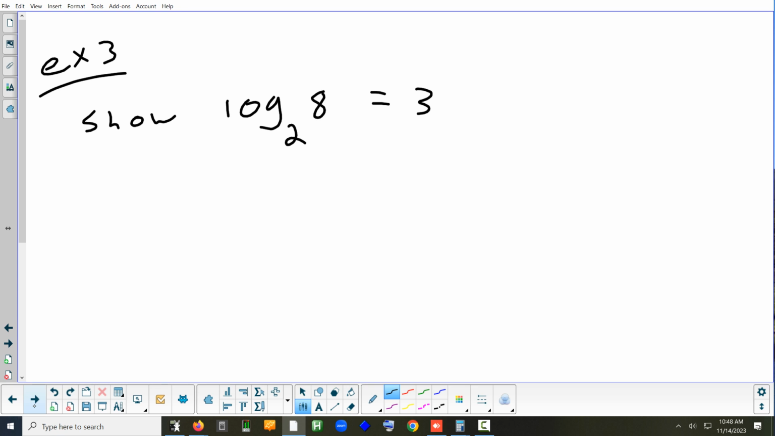Well, what kind of equation is that? Is that log form or is that exponential form? It's log form, yeah. So let's rewrite it in exponential form and see what happens.